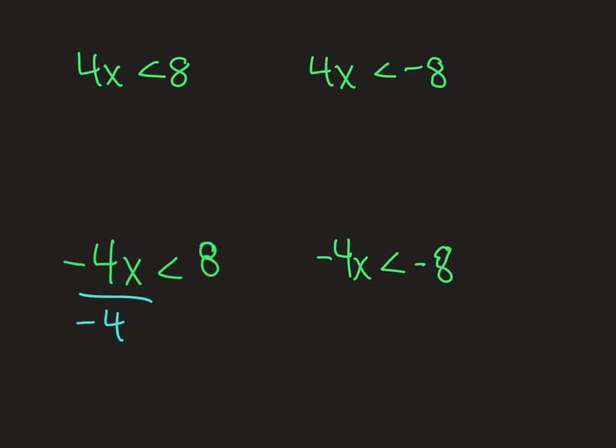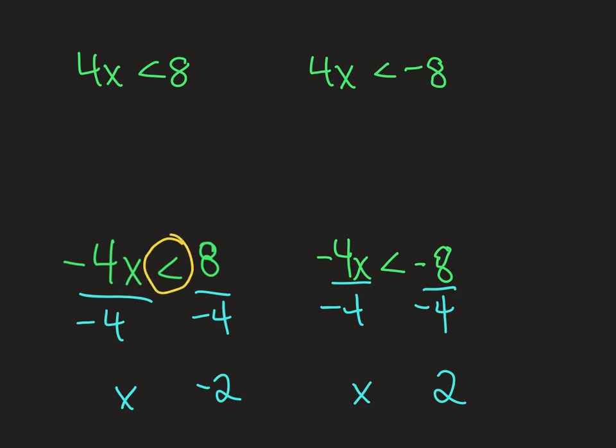So we're going to divide by negative 4. That's normal. Nothing weird yet. Divide by negative 4. Everything is great. I have x, and I've got a negative 2. I've got x, and I've got a positive 2. Nothing weird yet. Here's where the weird comes in. I have to switch the alligator mouth from less than to greater than.